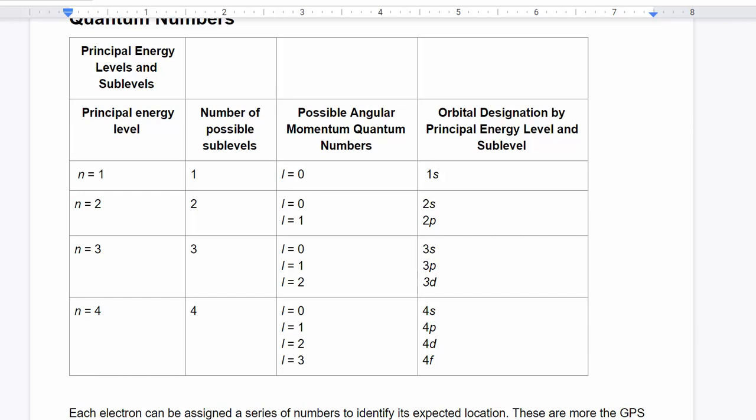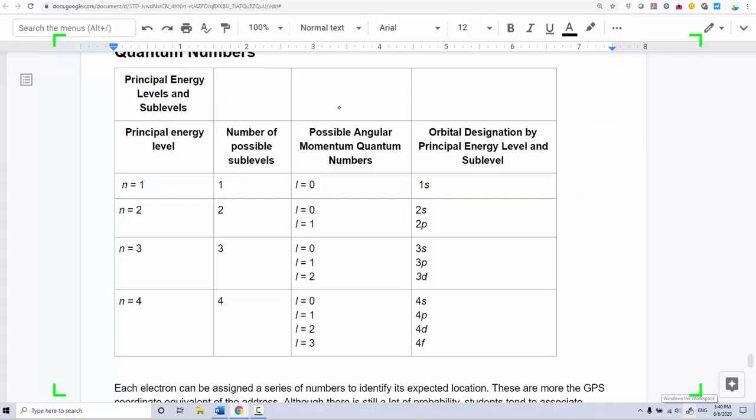So what we have, when L equals 0, so L is the angular momentum, that is an s orbital. So all principal energy levels have the possibility of having an s orbital. When L equals 1, we have what is called a p subshell. When L is 2, we have the d subshell. And when L is 3, we have what is called the f subshell.